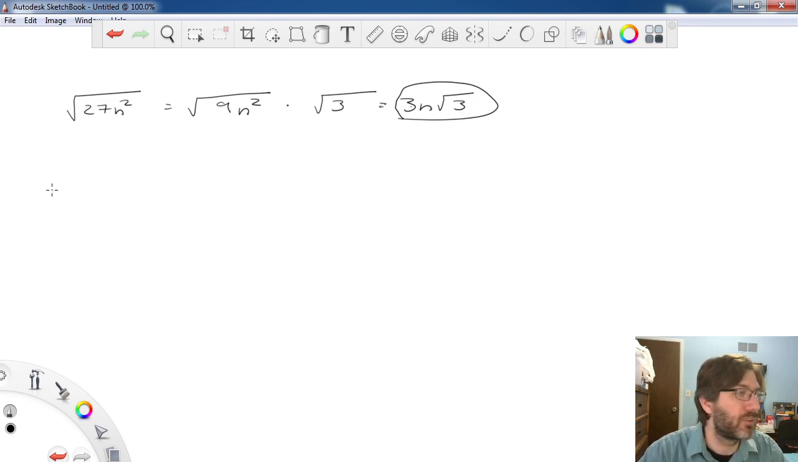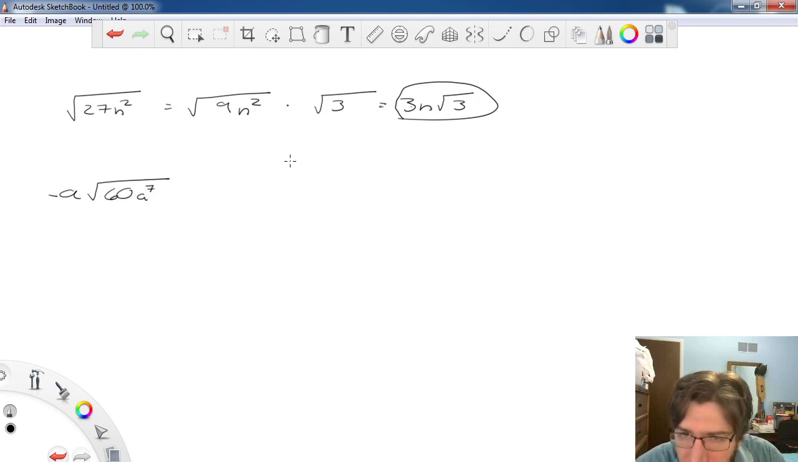Sometimes we can focus just on the variables. Oh wait, no, we have another one. We have negative a. Sometimes the variable's out front as well. Square root of 60a to the 7th. So it is, yeah.